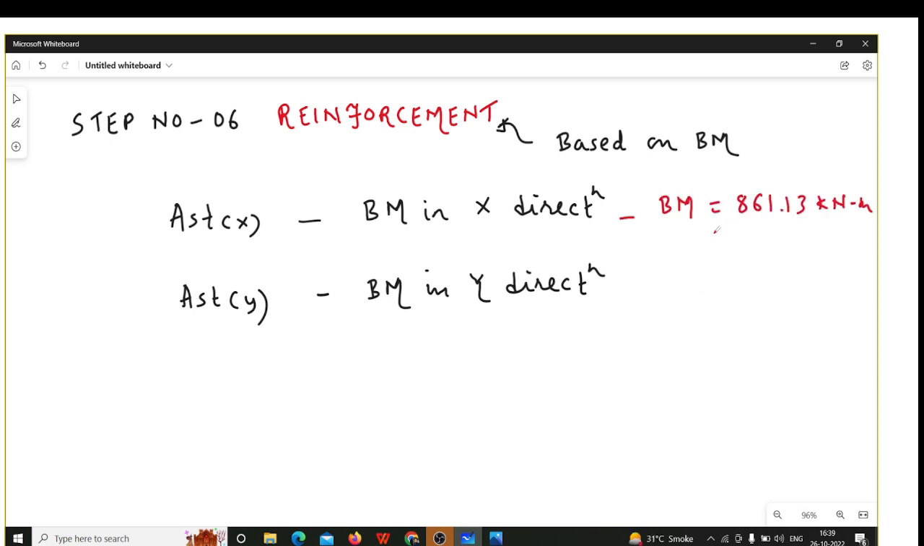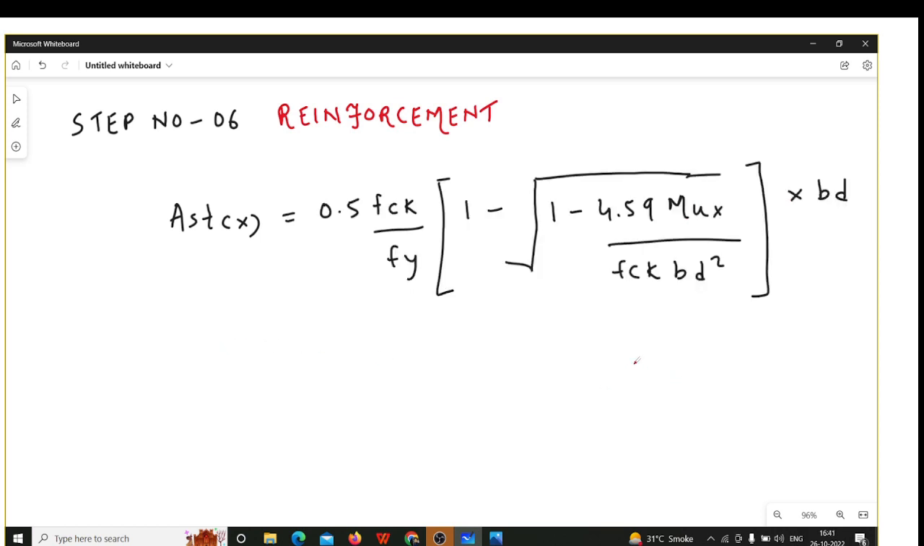So already we have calculated the bending moment in the x direction, and to determine ASTY, we have to find the bending moment in the y direction. We will see that when we determine ASTY. Now you see, this is the formula that we have. Everything is given. FCK is the characteristic strength of the concrete, which depends on the grade of concrete. Fy, the grade of steel, is given to you. Here you have to substitute the bending moment in the x direction in Newton mm. B and D you already have calculated in the previous video.